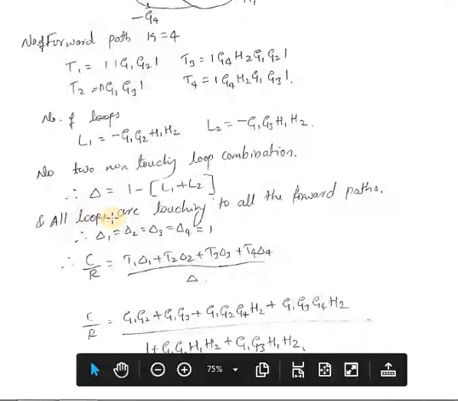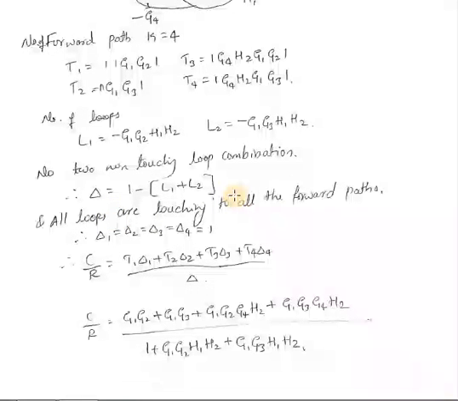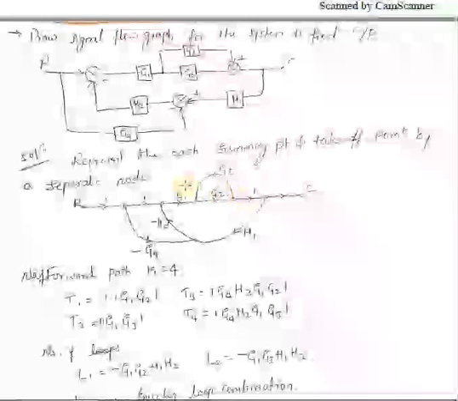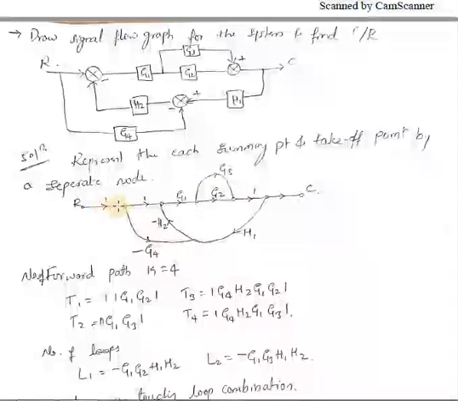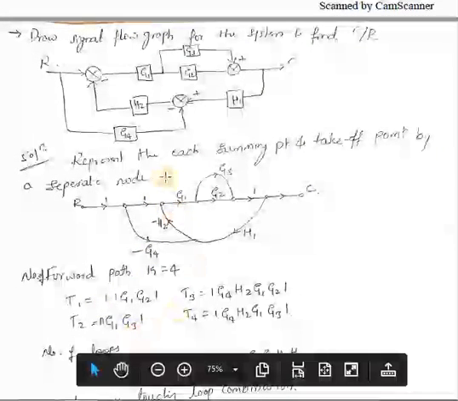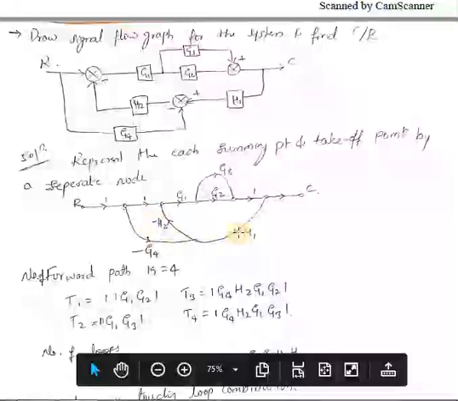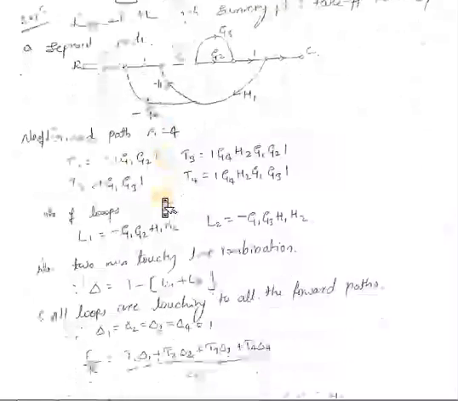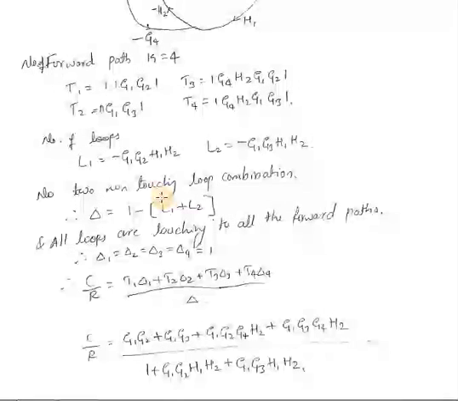And if you consider the forward paths, all the loops are touching all the forward paths, because all the forward paths have G1, and all the loops have G1, that is, this node. So you have to eliminate all the L terms from delta. So your delta k values, that is delta 1 to delta 4, will be equal to 1.